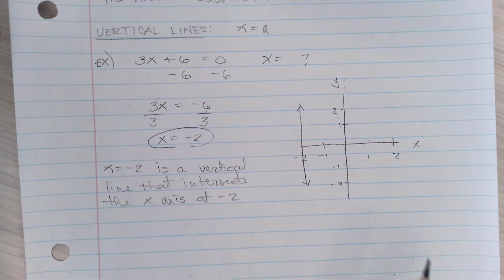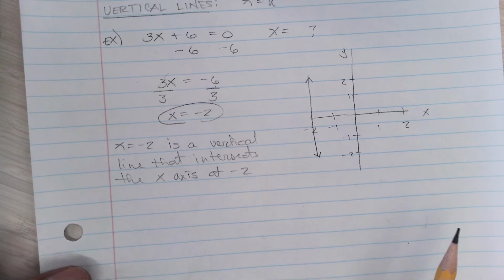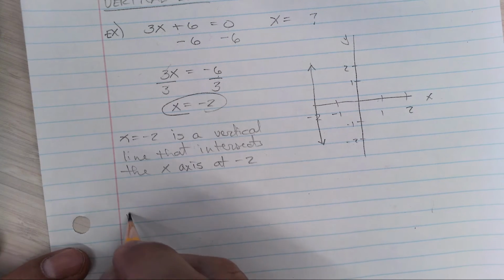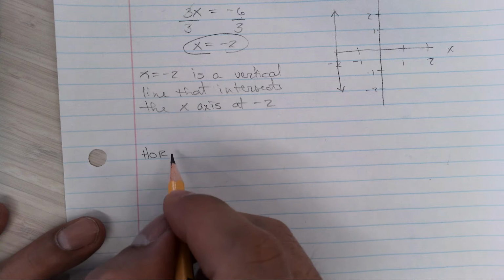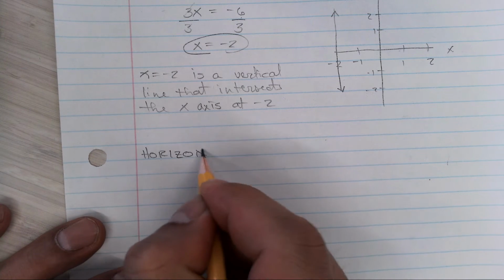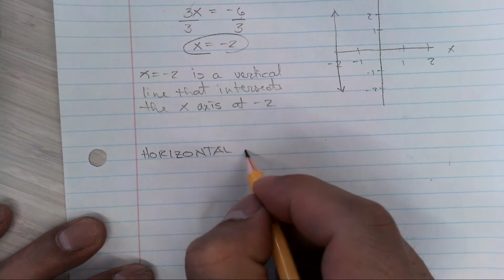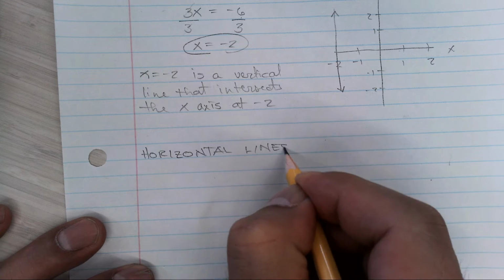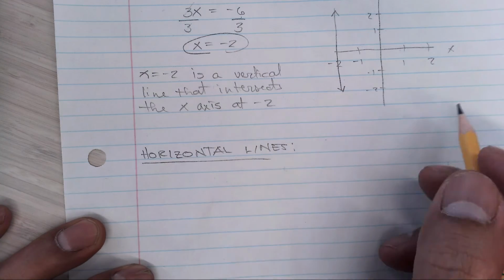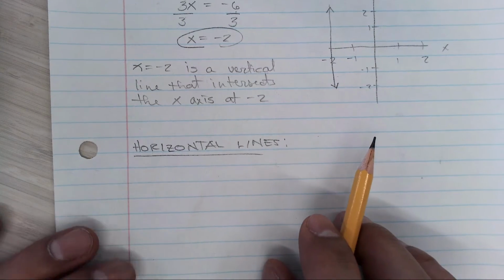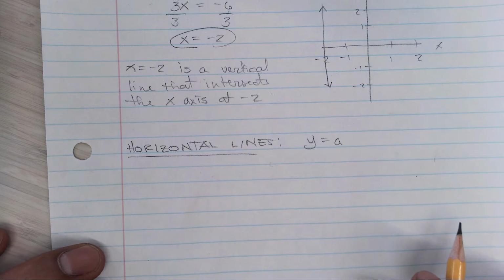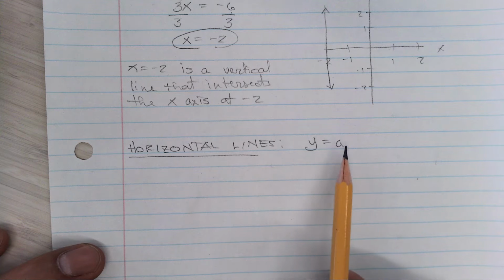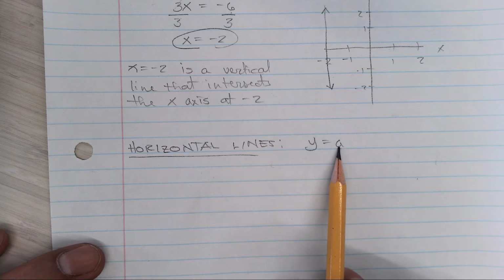So now let's do the horizontal lines. Horizontal lines are the other way. It's y equals a. And without writing it down, a can be any number. It could be an integer, it could be a fraction, it could be a decimal.